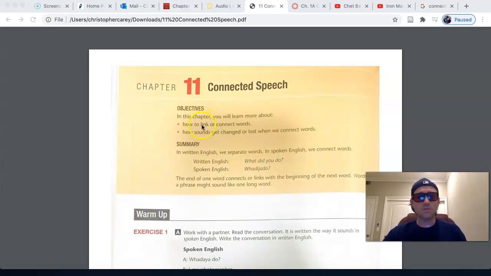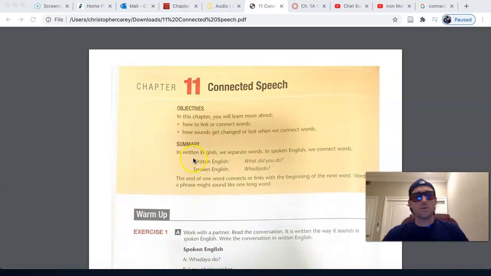So our objectives for this chapter are to learn more about how to link or connect words and the grammatical rules that we follow in spoken English when we do that, and how sounds get changed or lost when we connect words. How sounds change or are omitted altogether when we link and connect words. And we saw this a lot with the previous chapter as well.